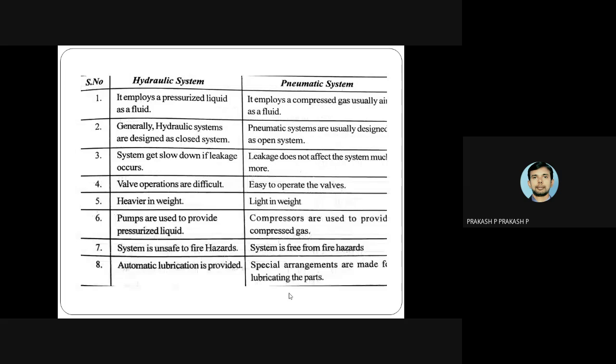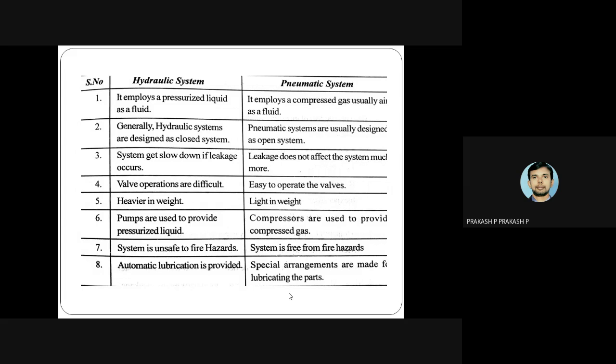You should know the major differences between a hydraulic system and a pneumatic system. In a hydraulic system, we use pressurized liquid. In a pneumatic system, we use compressed gas. Normally hydraulic systems are designed as closed systems, and pneumatic systems are designed as open systems. If leakage happens in a hydraulic system, the system slows down, whereas leakage does not affect the pneumatic system. Valve operation is very difficult in a hydraulic system, and we can operate the valve easily in a pneumatic system.